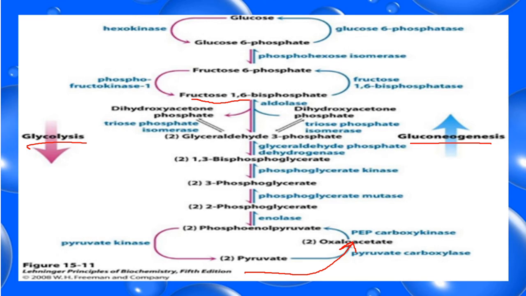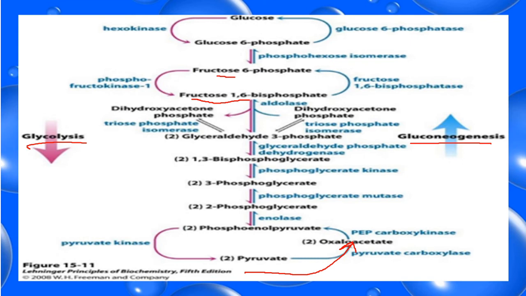Now another reaction of gluconeogenesis is fructose 1,6-bisphosphate to fructose 6-phosphate. This reaction is the reverse of the reaction catalyzed by phosphofructokinase during glycolysis. The activator is citrate. Next, fructose 6-phosphate is converted to glucose 6-phosphate. This is the reverse reaction of glycolysis, catalyzed by the phosphohexose isomerase enzyme.